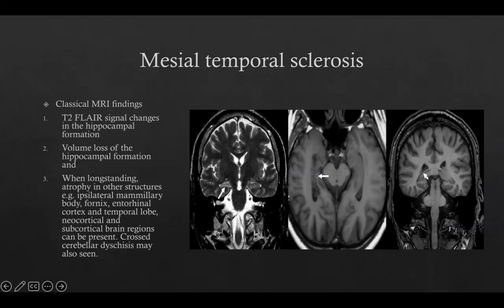And if it's long-standing, it will also involve other structures, for example, the fornix, the mammillary bodies, the entorhinal cortex, and neocortices. And in the cerebellum, you might also see a crossed cerebellar diaschisis because of the connections through the white matter tract, the cerebropontocerebellar tract. Okay, so you have one side, let's say right side cerebral changes, but the cerebellar changes will be on the contralateral side.